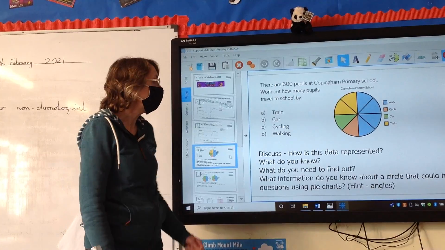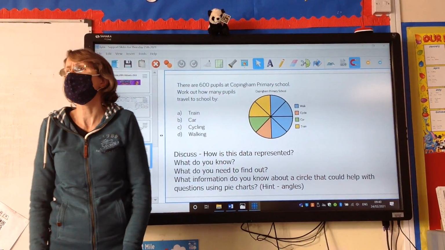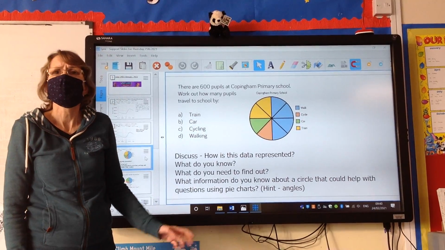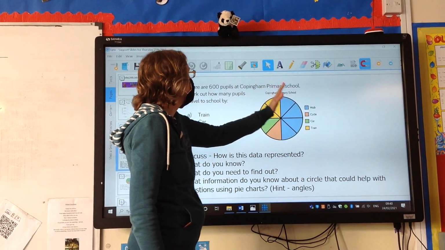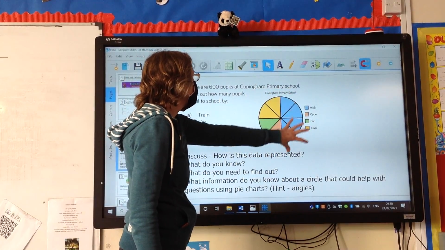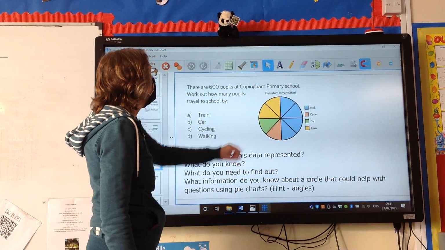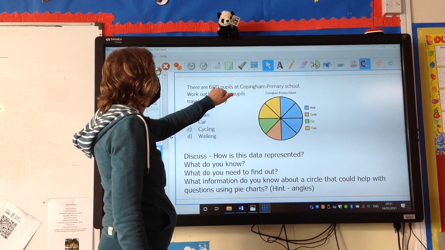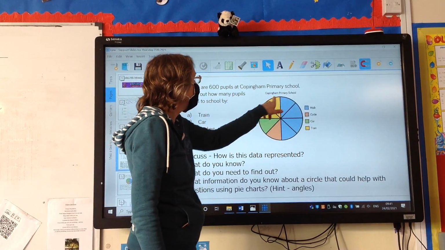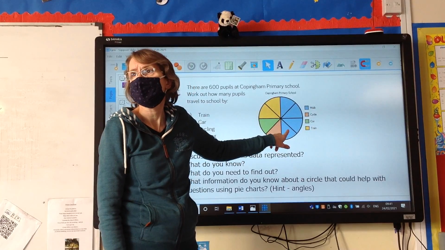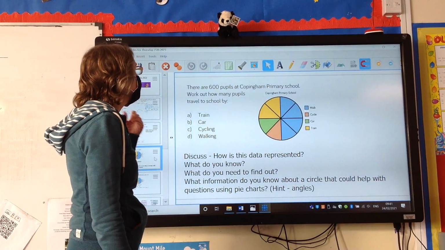Yeah, good. So yes, it's a very different type of representing data. The line graph is very different to the pie chart. The pie chart, as we've just heard, is the whole thing. So that whole circle represents the whole thing. Now, at Copingham Primary School, there are 600 pupils. So that whole circle represents 600. There are 600 pupils, okay? And it's been nicely divided.